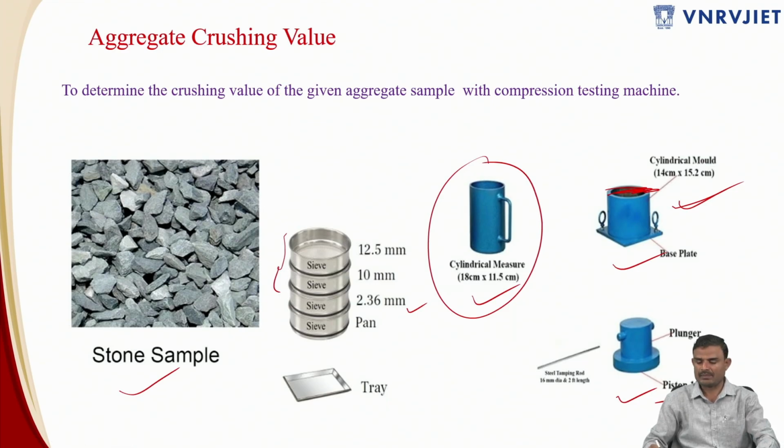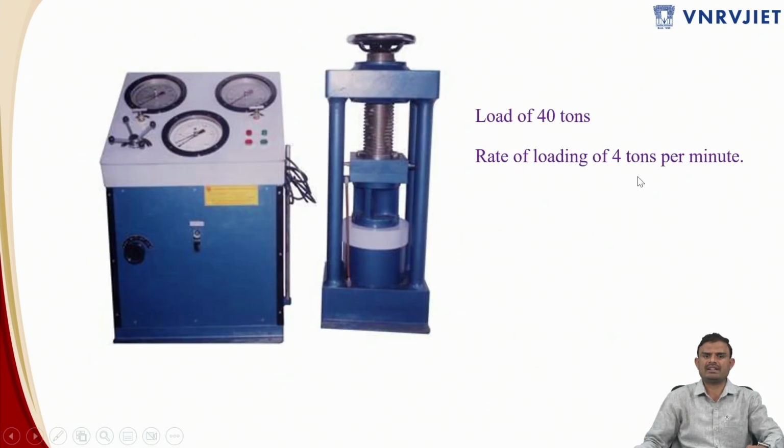So then this entire setup, the cylindrical mold which is filled with the aggregate. Again, while transferring the aggregate from the cylindrical measure onto the cylindrical mold, you have to fill that in 3 layers with 25 blows each. After that, this plunger has to be placed onto the top of the cylindrical mold, and this entire setup is placed into this compressive testing machine apparatus.